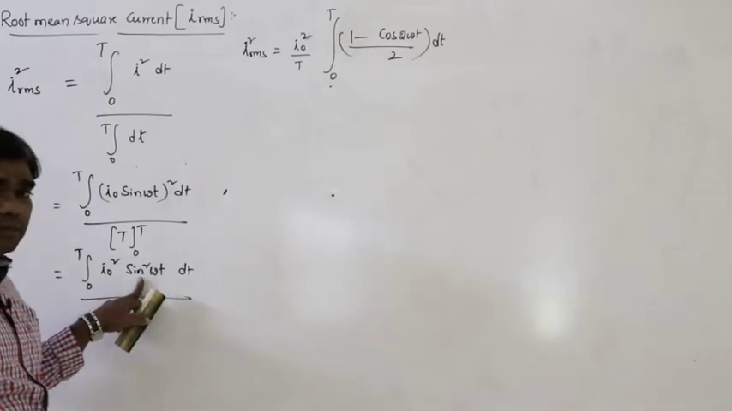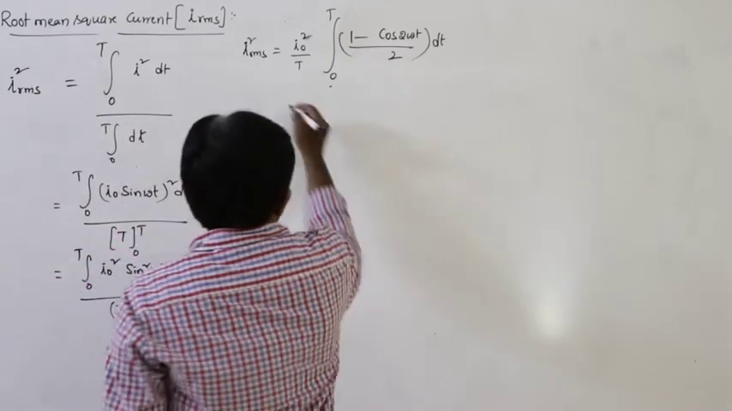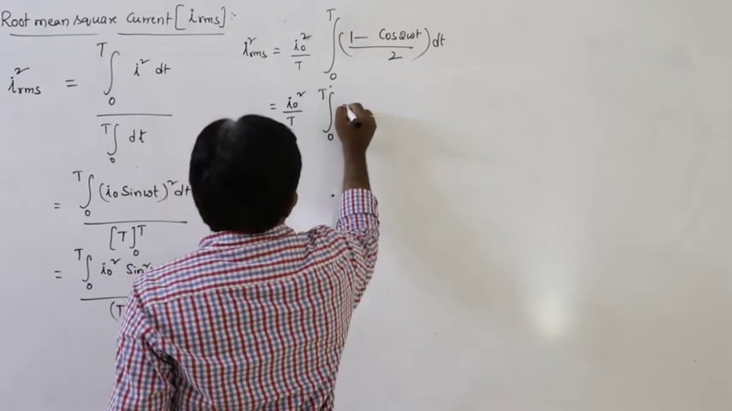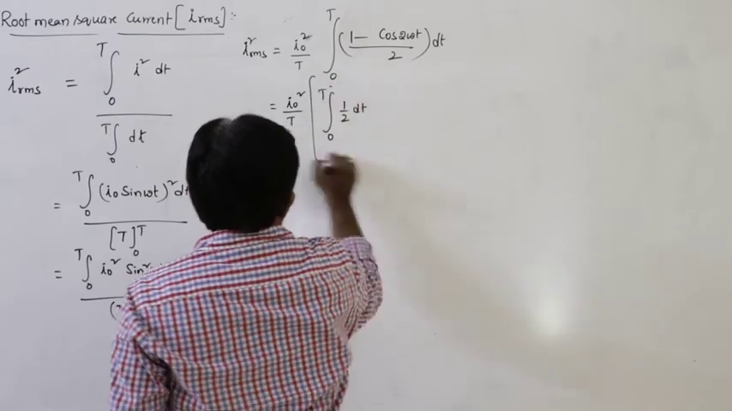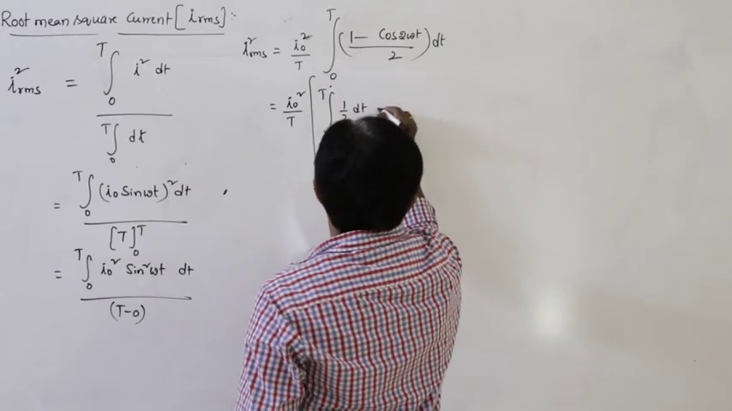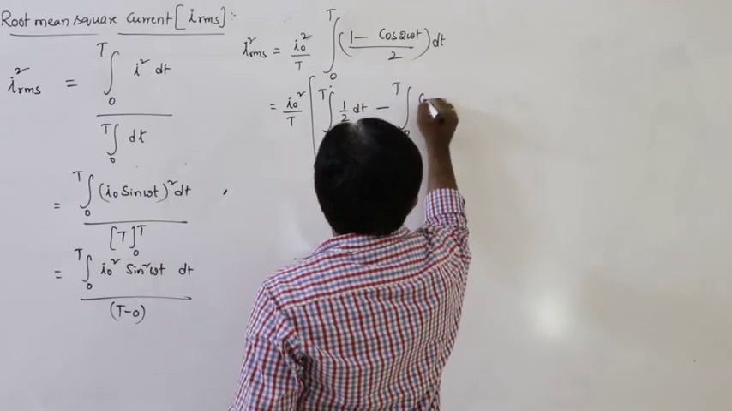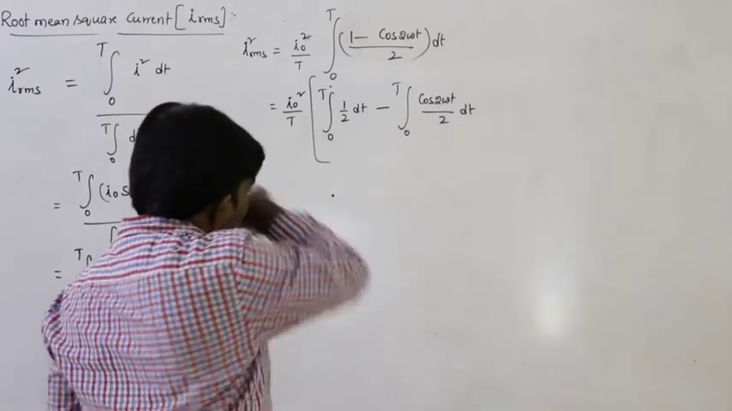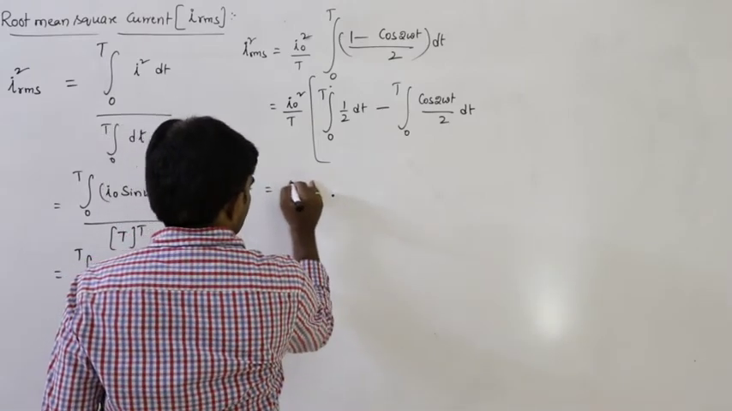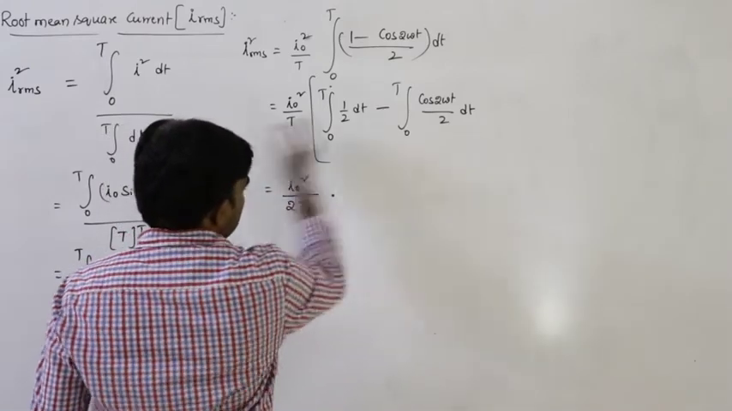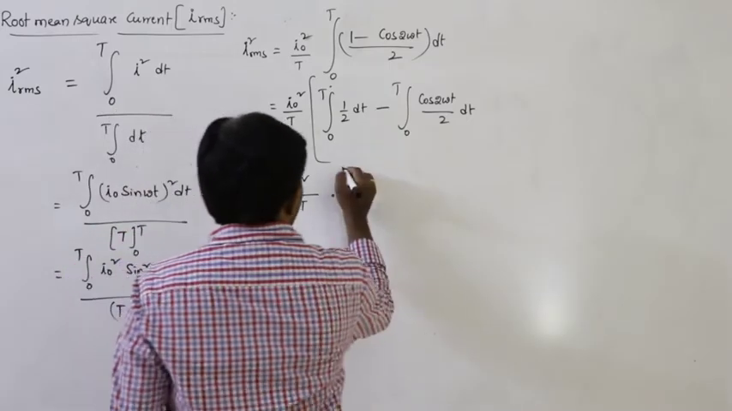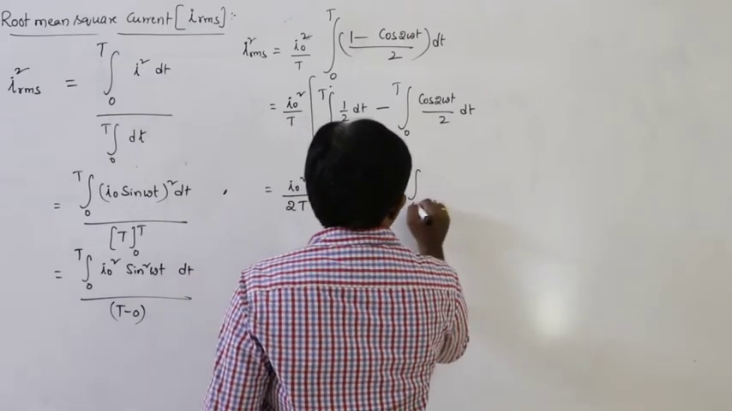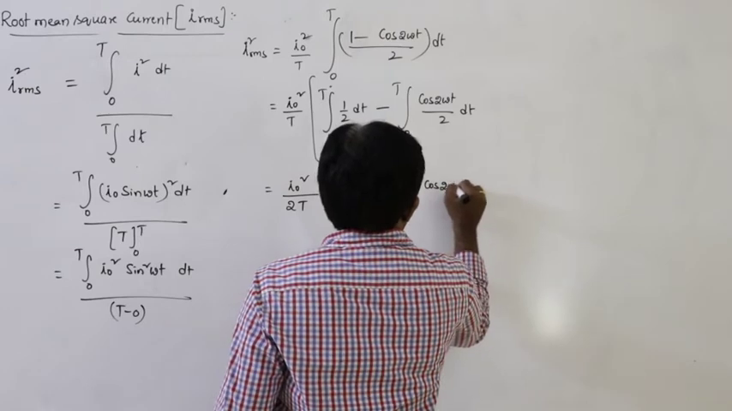Because sin square theta can be written as (1 minus cos 2 theta) by 2, this can be written as I naught square by T, integral from 0 to T of 1 by 2 dt, splitting this, minus integral from 0 to T of cos 2 omega t divided by 2 dt. The 2 comes out as common: I naught square by 2T into integral of dt from 0 to T minus integral from 0 to T of cos 2 omega t dt.